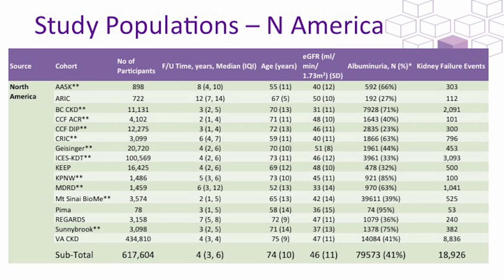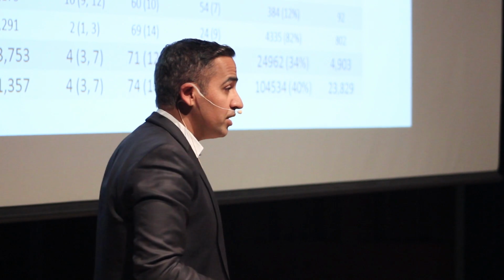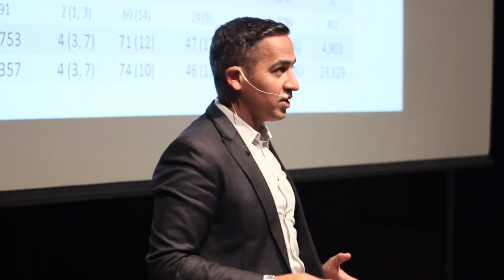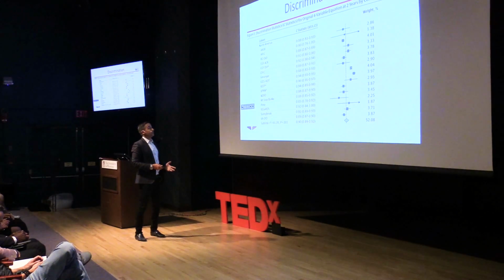We then went and said, let's show that it's accurate all over the world. We took 12 populations from North America of 617,000 individuals. We went and got 11 participants from all over the world. This is that Maccabi refers to Israel. Okinawa is in Japan. Hunt is in Norway. GCKD is German CKD. In total, we took 721,000 individuals from the world, 30 different countries, and we showed that the kidney failure risk equations are accurate.